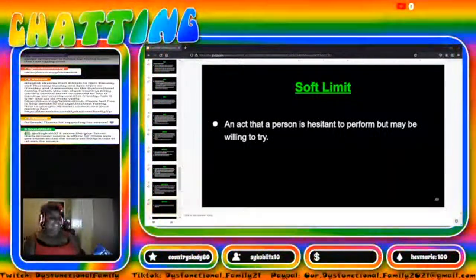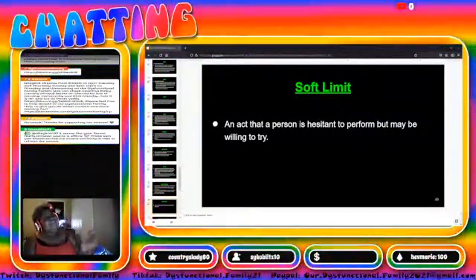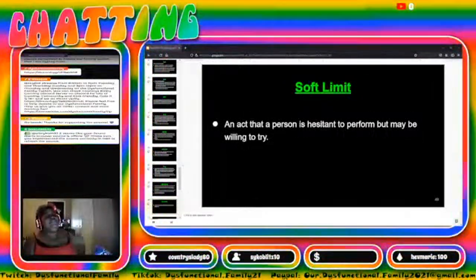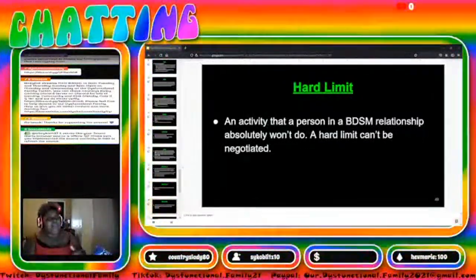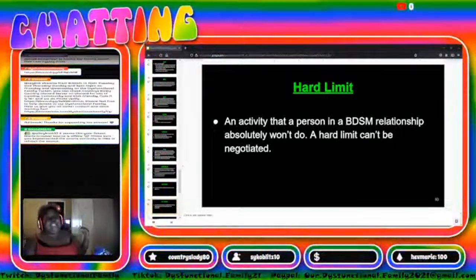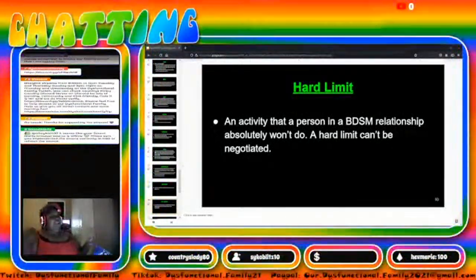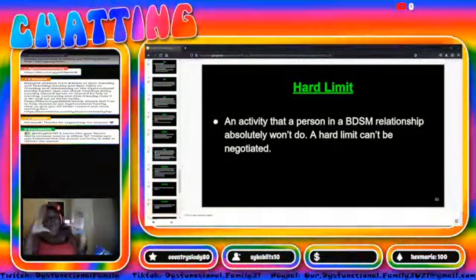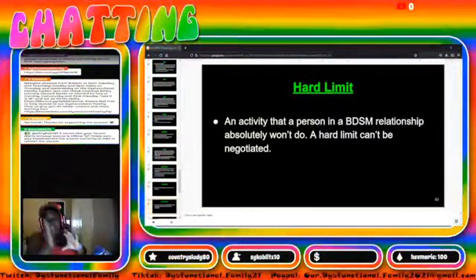A soft limit is something that they're hesitant to try, but they're willing to if negotiated in the right scene. Where a hard limit is a big no-go. Don't do it. Like, big red circle with a line in it. Don't even try it.